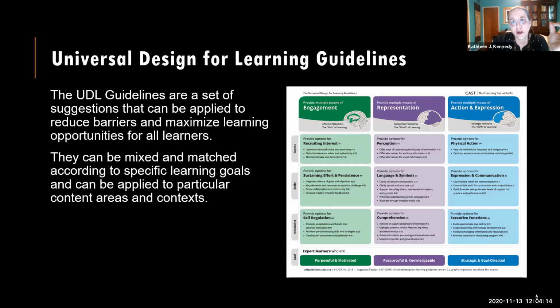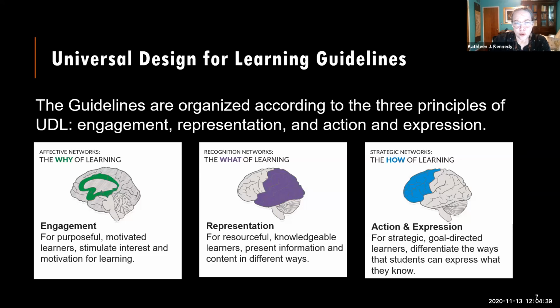Universal Design for Learning is a somewhat unique system. It's a set of guidelines, not a prescription for how you should behave, but more like a menu of ideas that you can use to make learning more accessible, to remove barriers, and to increase engagement. They can be mixed and matched and used situationally. There's 3 basic areas or principles of UDL.